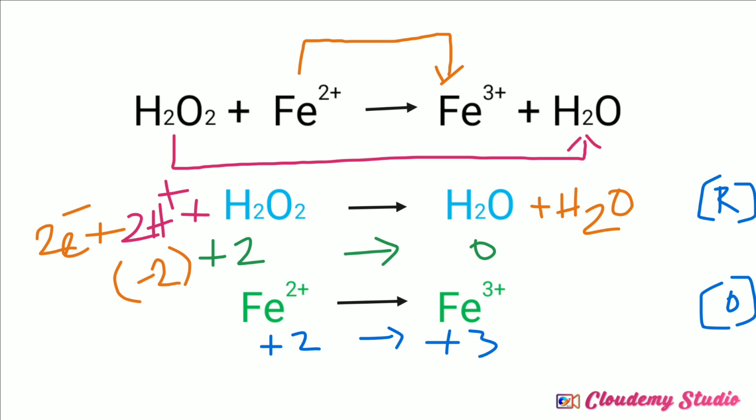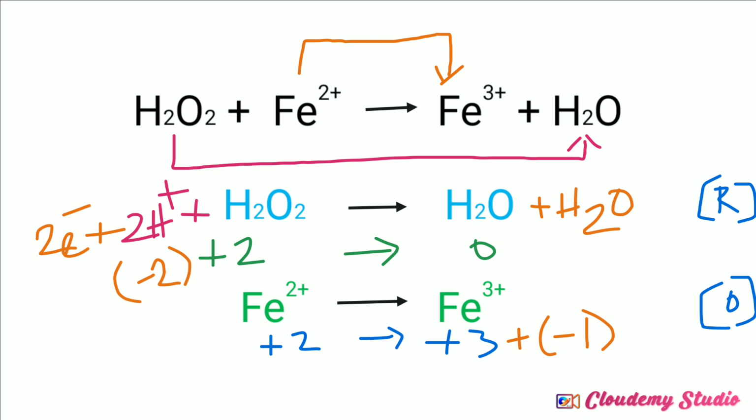And this oxidation reaction, in oxidation reaction what takes place? Loss of electron takes place. The loss of electron needs to be represented on the right hand side of the equation. And here if we are adding minus 1 to the right hand side, then the charges will be equal on both the sides.